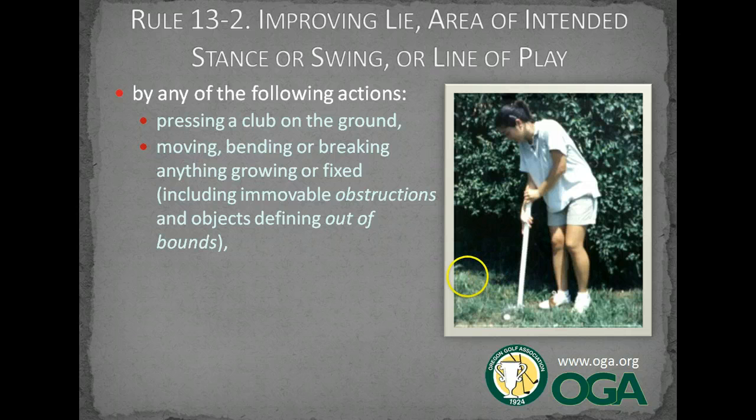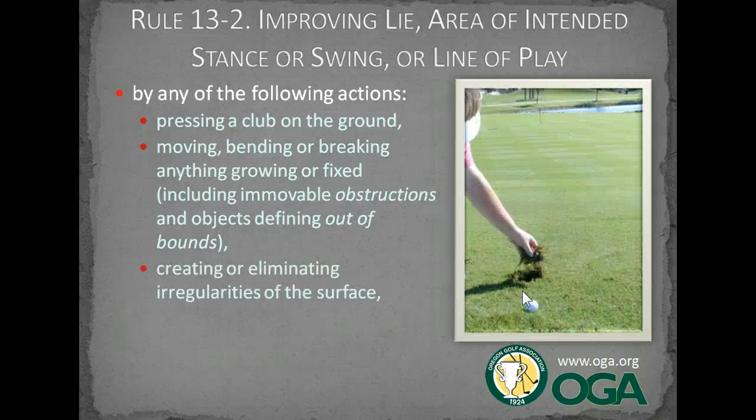Again, remember, this rule is only worried about the areas that we saw at the beginning. Specifically, if pulling that out of bounds stake would improve the lie, the area of the intended stance or swing, the line of play, or where you're going to drop a ball, then it would be a problem. If your ball is 40 yards away from this stake, and this stake is not on your line of play, and you walk over and pull it out of the ground, the rules are not going to penalize you for that because it didn't improve anything that 13.2 cares about.